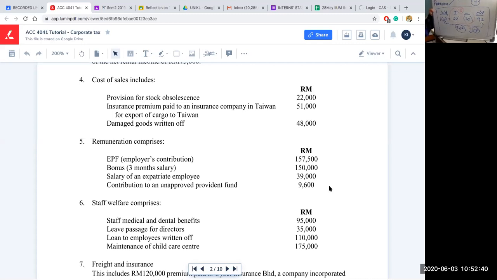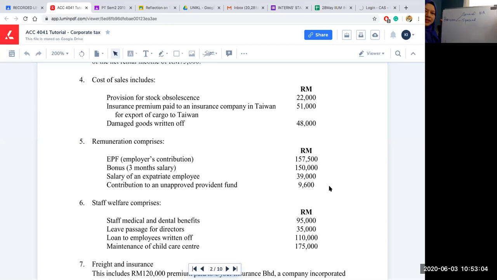Is that clear? Yes. Whenever you have a provision account, general provision, this is how you do it. We talk about generally everything, all the provisions that you have come across. Okay. Besides general provision, there is another one we call special provision.